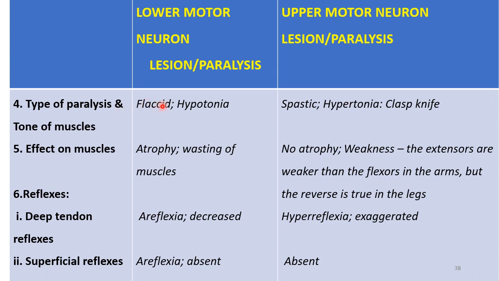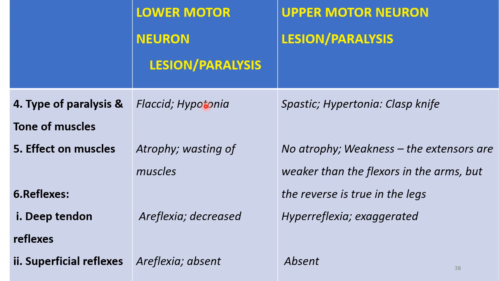What type of paralysis will you see in the lower motor neuron lesion? You will see a flaccid paralysis. What do you mean by flaccid? Flaccid means that the muscles do not have any tone, and in the tone of the muscles, there is hypotonia.